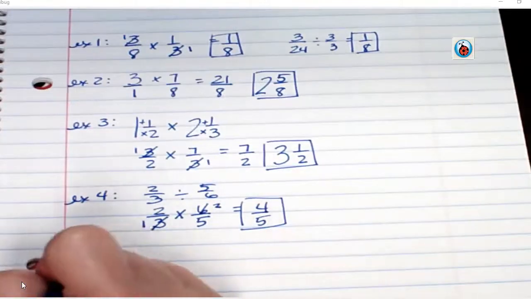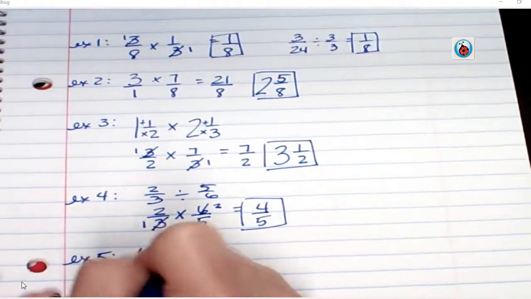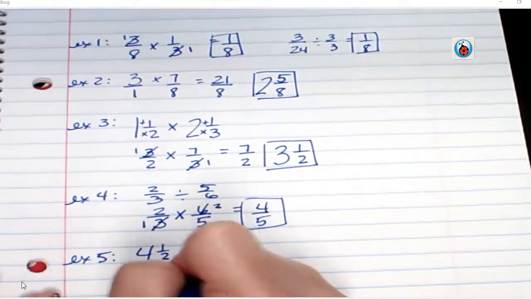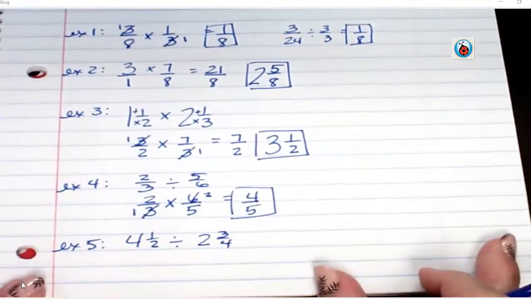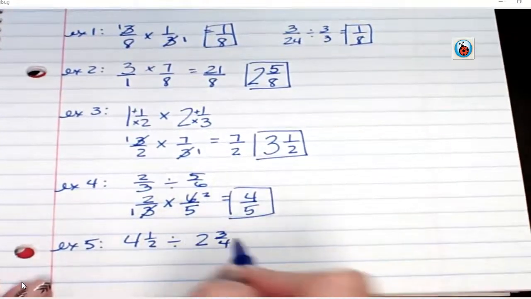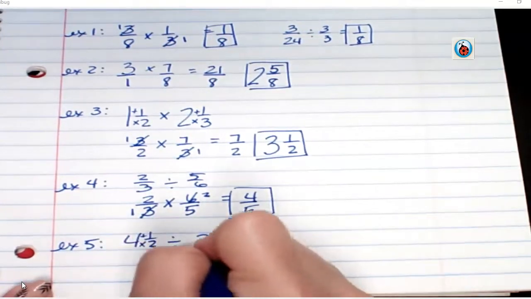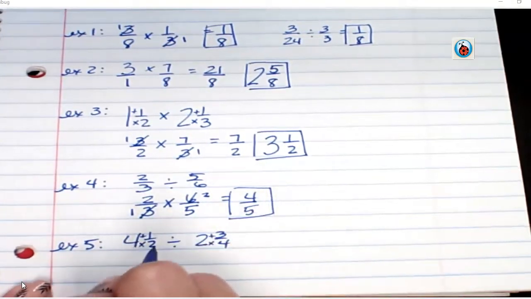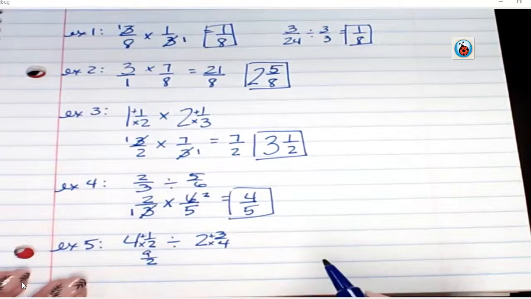All right, one last example. Example 5. I'm going to have 4 1/2 divided by 2 3/4. First thing I have to do is change these to improper. There's that little Texas method again. You're multiplying your whole number by your denominator. That means you have 4 groups of 2 plus 1 more. Means I have 9 halves.